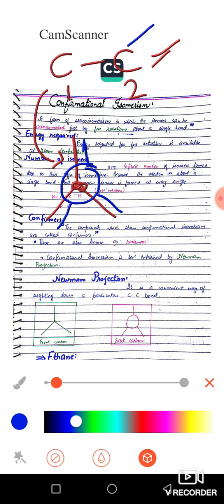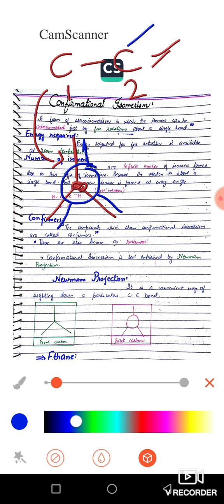Sorry for the bad writing, because writing on the screen is very difficult, so you have to bear with it. If you have some confusion, then ask in the comment section. I will answer what this spelling is and what word I am writing. So I hope you understand due to the two different colors. This is the structure and this is the easiest way to represent it.